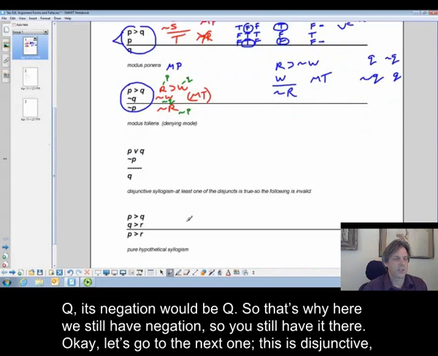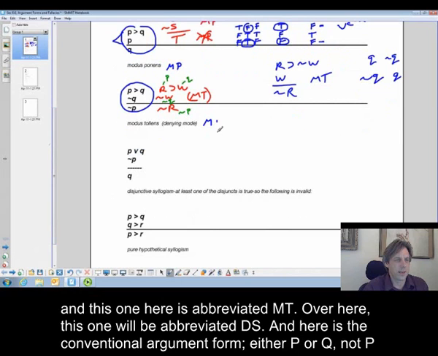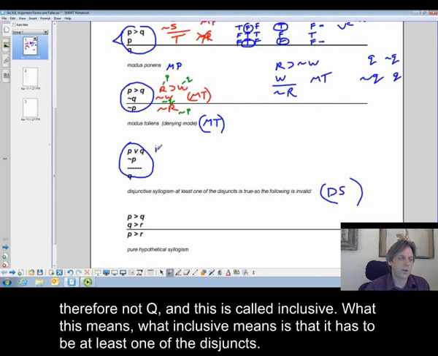This is disjunctive, and this one here is abbreviated MT. Okay. Over here, this one will be abbreviated DS. And here is the conventional argument form. Either P or Q, not P, therefore Q. And this is called inclusive. What inclusive means is that it has to be at least one of the disjuncts.